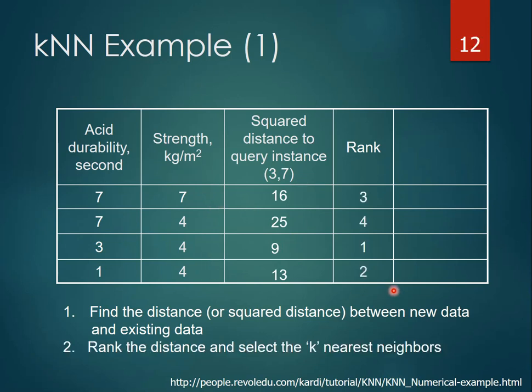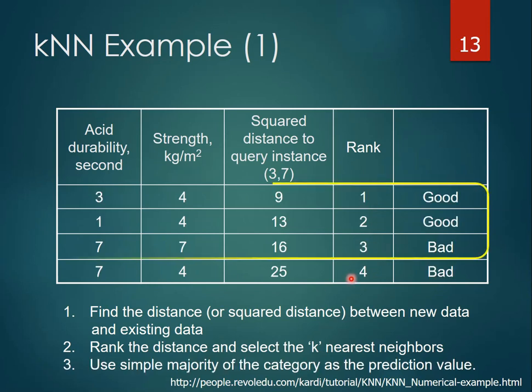Then we need to rank the distance and select the k nearest neighbor. So these are the rank. The closest we rank number 1, followed by this point 1, 4, number 3 is 7, 7, and number 4 is 7, 4. When we sort these points from the closest to the farthest, we use simple majority for the category as the prediction value. So from the 3 neighbors, k equals to 3, 2 are good and 1 is bad. So the outcome or the classification for this new data point 3, 7 is good.